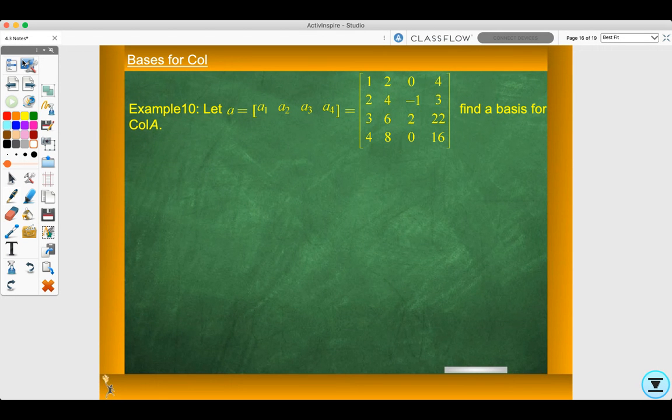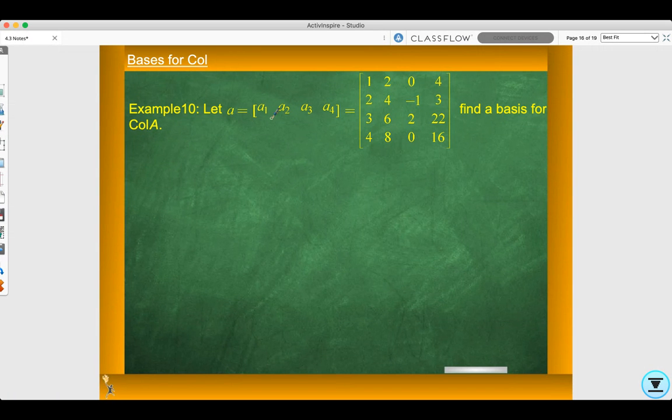Let's look at the basis for our columns. Example 10: let A equal A1, A2, A3, A4, which is that matrix. Find a basis for column A. We're going to use elementary row operations on a matrix. Just remember they do not affect the linear dependence relations among the columns of the matrix. Okay, so just remember that.